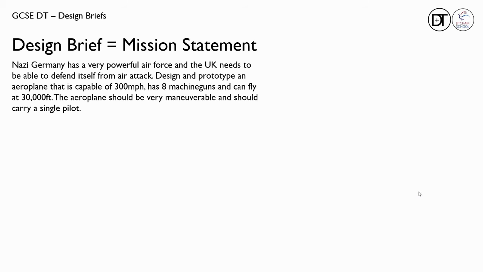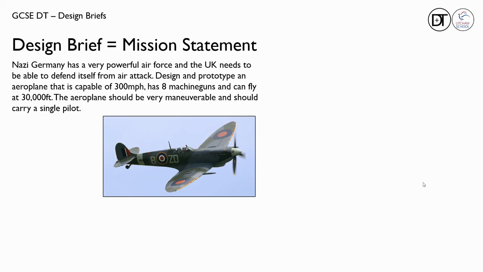Nazi Germany has a very powerful air force and the UK needs to be able to defend itself from air attack. Design and prototype an aeroplane that is capable of 300 miles per hour, has 8 machine guns and can fly at 30,000 feet. The aeroplane should be very manoeuvrable and should carry a single pilot. That is a design brief for the Spitfire. So the Spitfire can do all of those things.